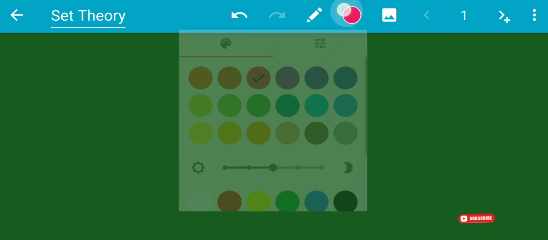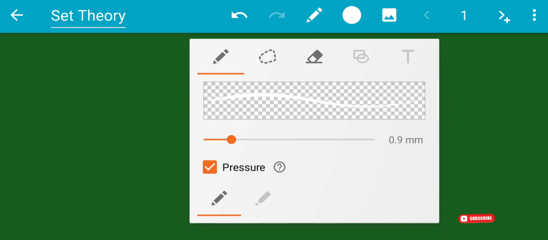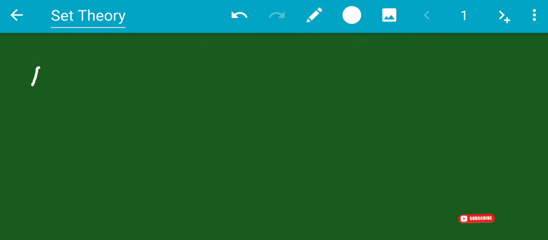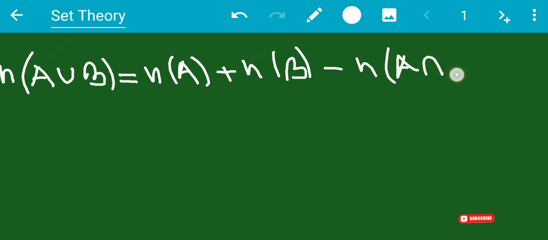So if I write it in a better way, n of A union B is equal to n of A plus n of B minus n of A intersection B. Okay, so this is our first formula.